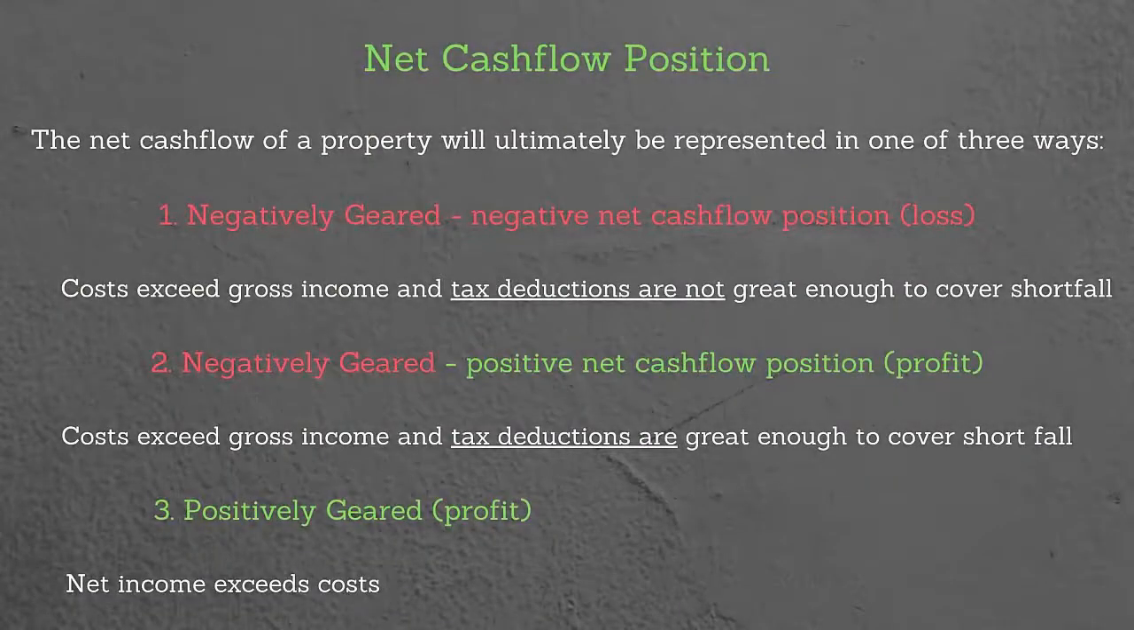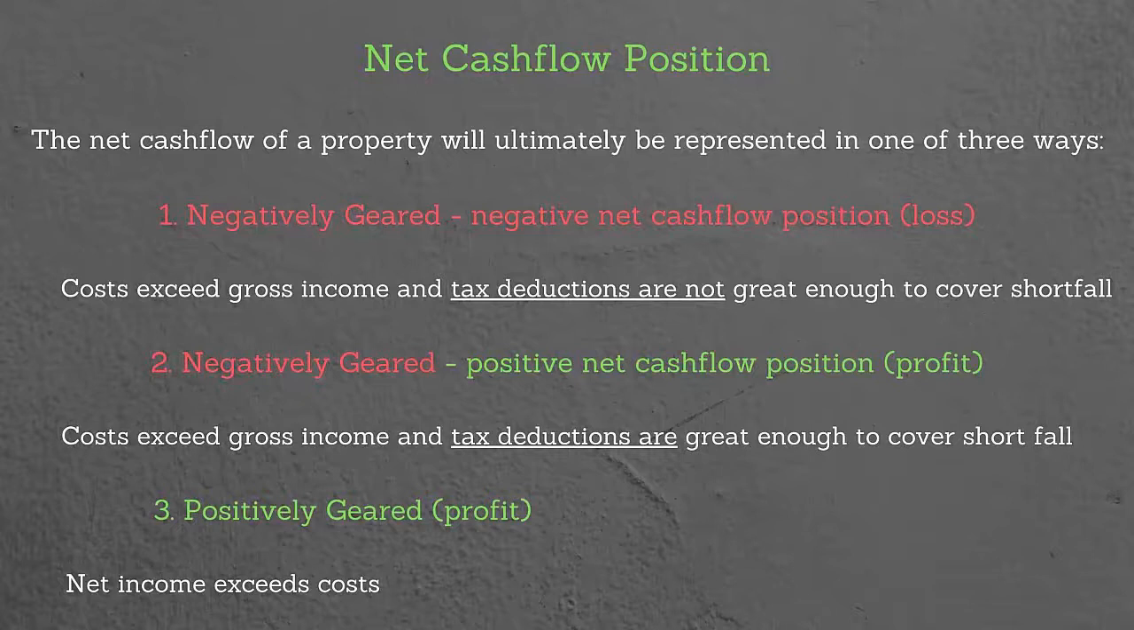Now, once we've calculated the cash flow position of a particular investment property, the end result would be represented in one of three ways. First of all, we can have a negatively geared property that has ultimately a negative net cash flow position. So there's a cost associated with holding that property. As we can see there, costs exceed gross income and tax deductions are not great enough to cover the shortfall. So we'll need to cover that shortfall out of our personal income, our savings. So it is a property that will cost us to hold.